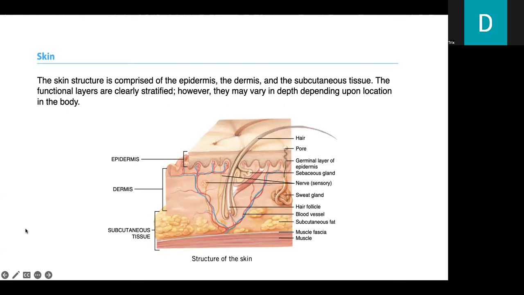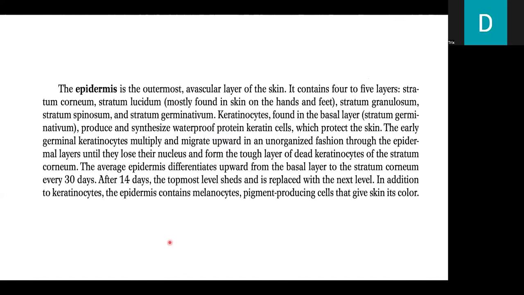The skin structure is comprised of the epidermis, the dermis, and the subcutaneous tissue. The functional layers are clearly stratified, however, they may vary in depth depending upon location in the body. Here we have the structure of the skin. The epidermis is the outermost avascular layer of the skin. It contains 4 to 5 layers.